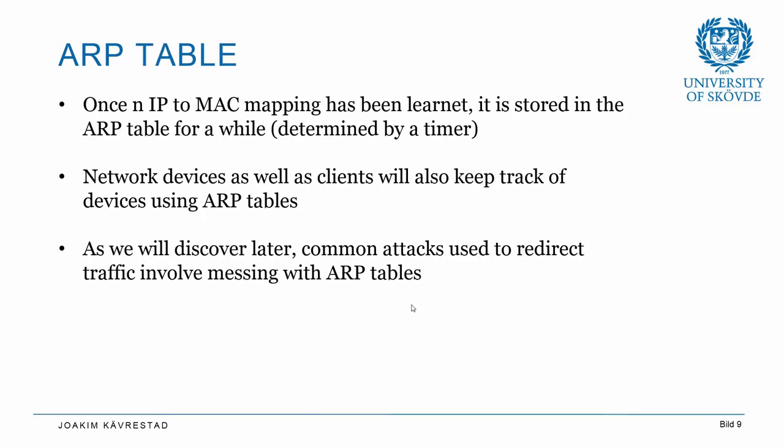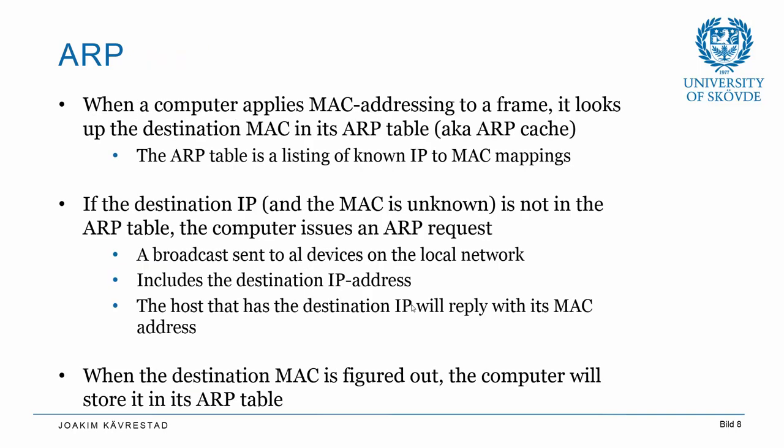Once this IP to MAC address mapping has been learned, it's stored in the ARP table for a while that is determined by a timer. Network devices as well as clients will keep track of devices using these ARP tables. And as we will discover later, common attacks on a network are actually attacks that redirect traffic by messing with ARP tables. So if I, as an attacker, can send out ARP replies, in this stage where someone is asking for the MAC address that belongs to an IP address, what if an attacker can intercept that package and reply with a custom reply?